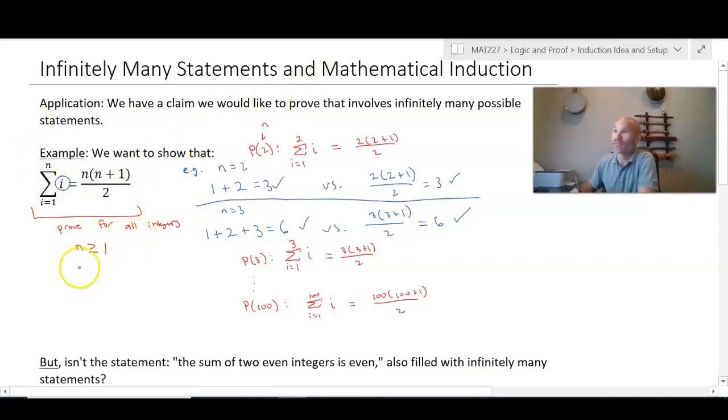Because we want to do this, that means we want to prove P of 1, we want to prove P of 2, P of 3, and so on, forever and ever for every single integer. Of course, there are infinitely many integers, so there are infinitely many variations of this equation. So a direct proof will not work here.